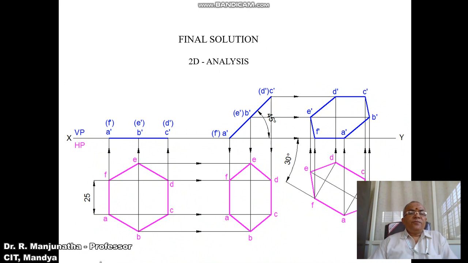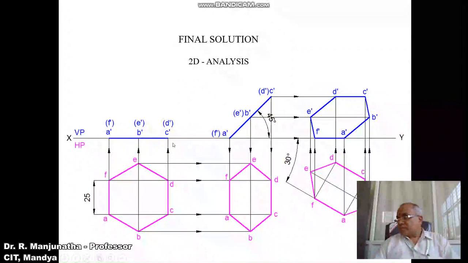Now to draw the front view, you draw a vertical projector from A and F to the XY line, a vertical projector from B and E to the XY line, and a vertical projector from C and D to the XY line. When you look from the front, A dash, B dash, C dash is visible, and D, E, F is going to be invisible. Therefore D dash, E dash and F dash will be in brackets. Then join A dash to C dash with a dark line.